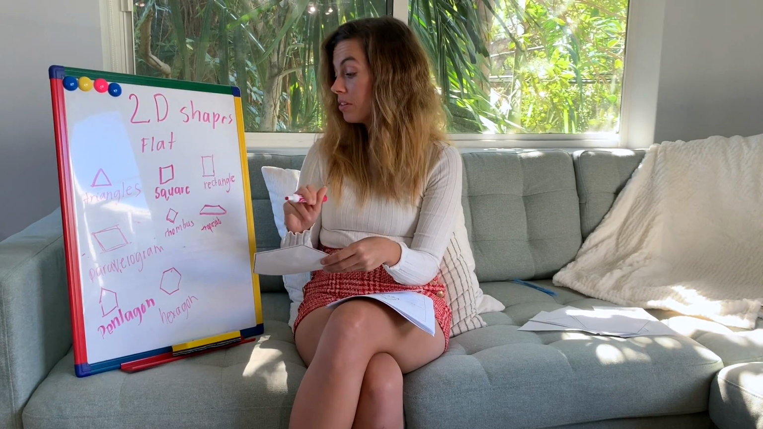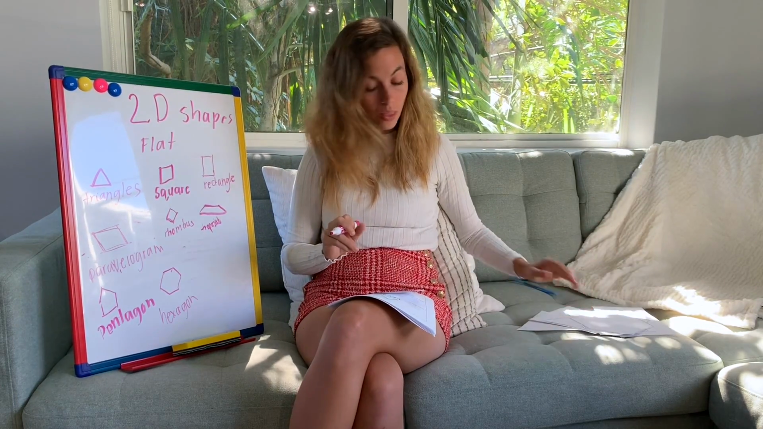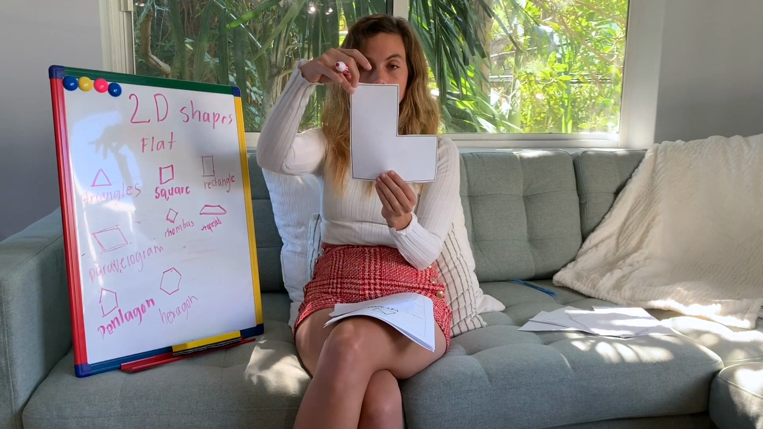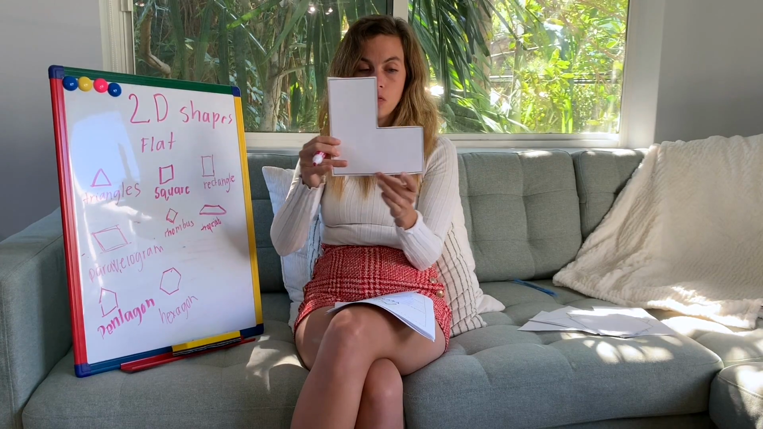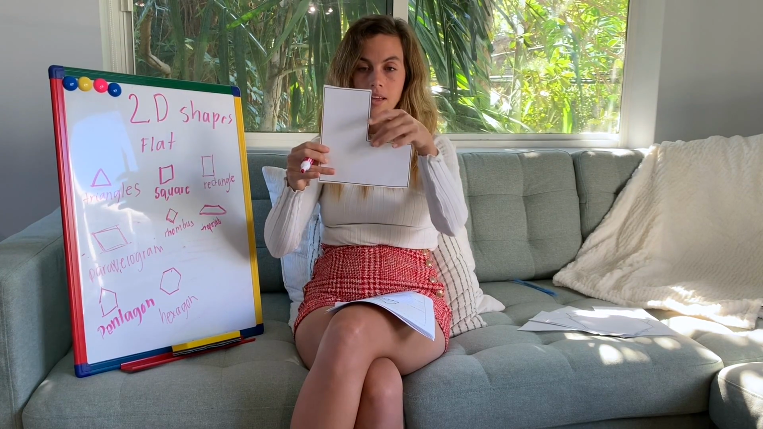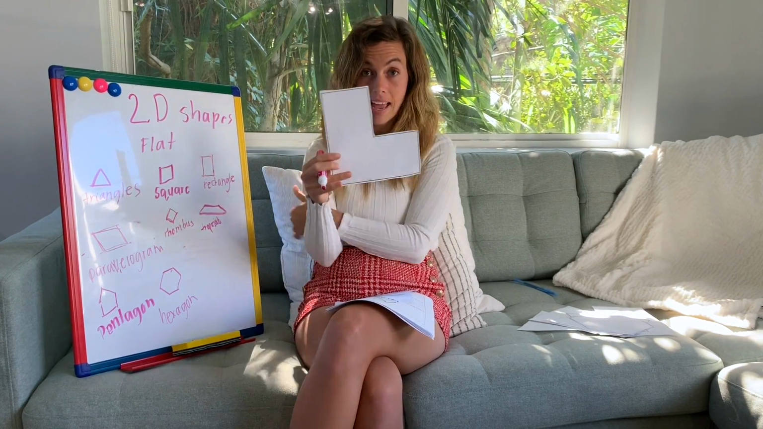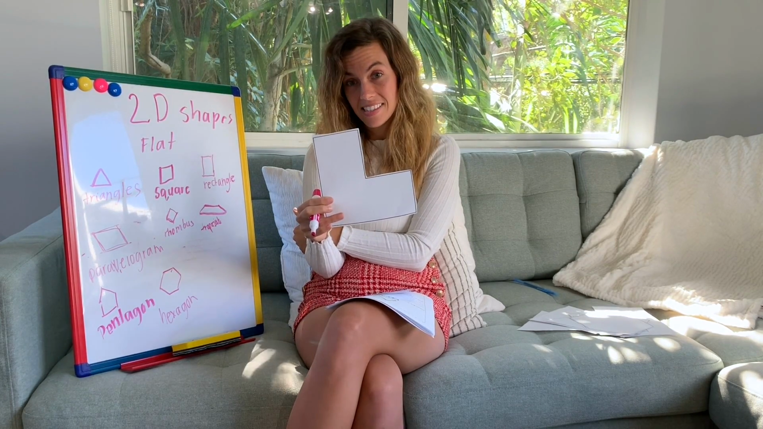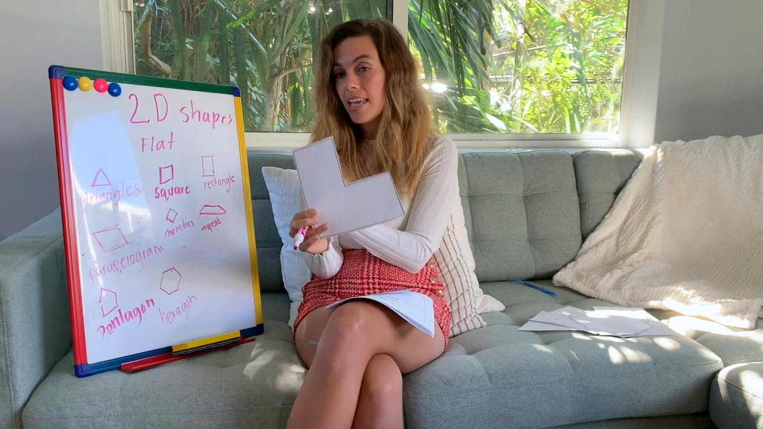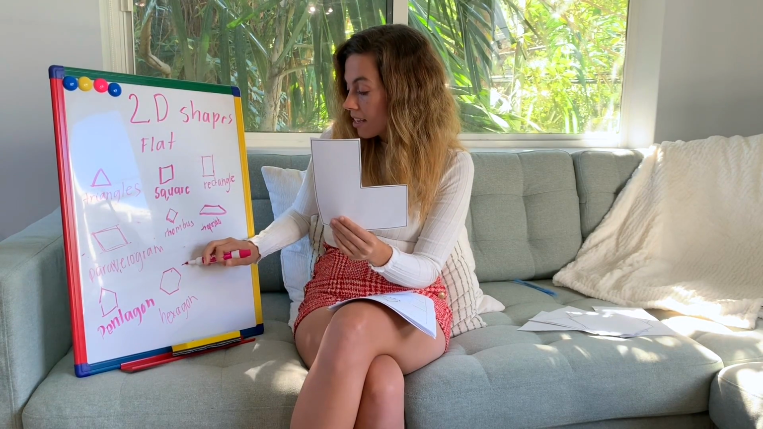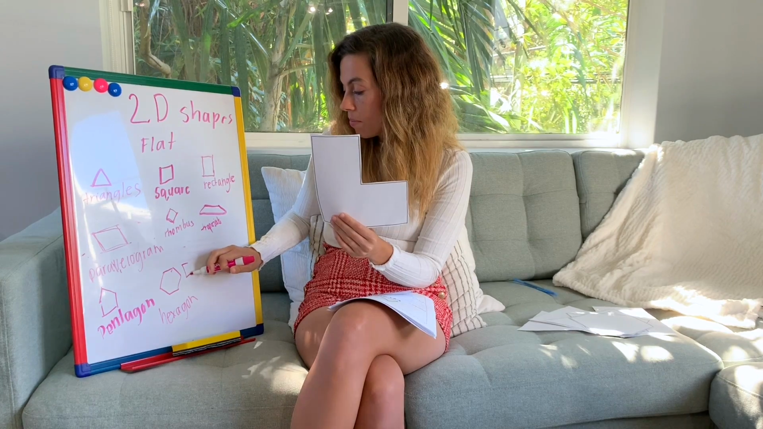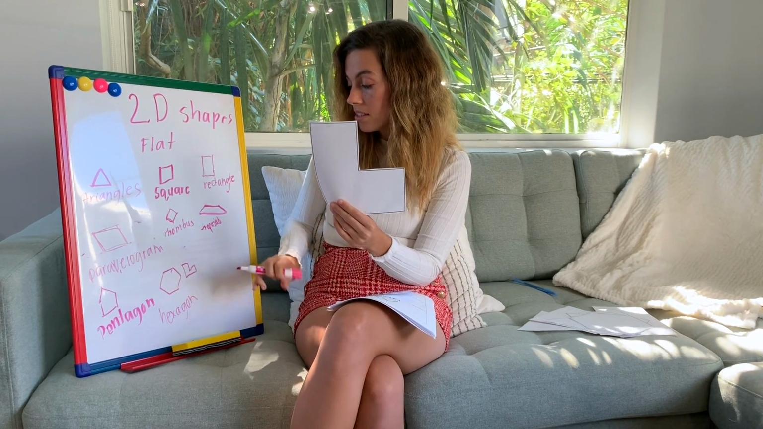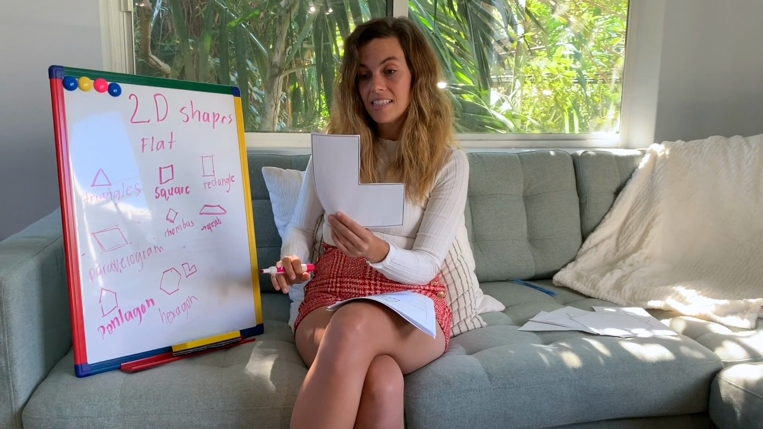A fishbowl, good. Okay, this shape here has 1, 2, 3, 4, 5, 6 sides. This is also a hexagon because it has 6 sides. So any shape that has 6 sides is a hexagon. It doesn't matter if it looks like this or this. As long as it has 6 sides, it is a hexagon.